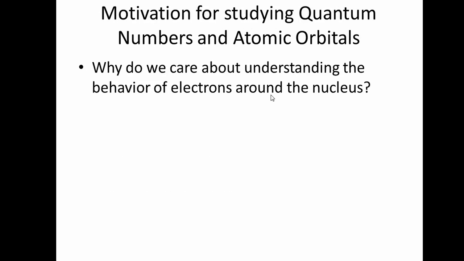So first we need to talk about our motivation for studying quantum numbers and atomic orbitals. So why do we care about the behavior of electrons around a nucleus? The reason why we care is that understanding the behavior and location of electrons allows us to predict reactivity, which is the foundation for chemistry. So having this very fundamental understanding of the electrons in the atom will ultimately help us understand the more macroscopic aspects of chemistry.